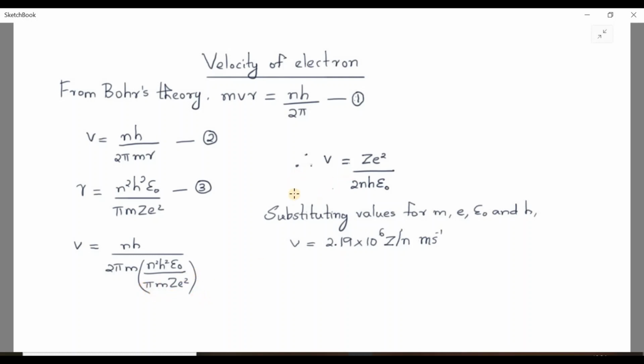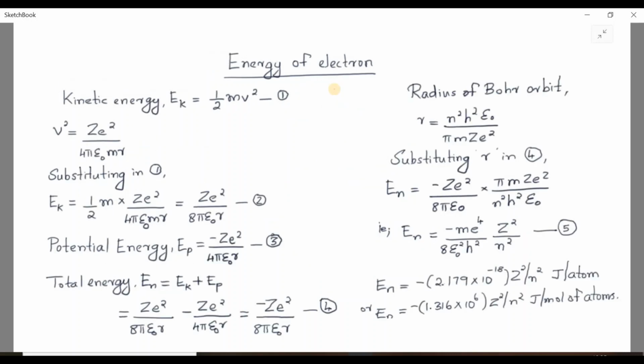So from this, we get the velocity of the electron as v is equal to Ze square by 2nh epsilon naught. Again, if we substitute the values for m, e, epsilon naught and h, we get the velocity of electron in the nth Bohr orbit as v is equal to 2.19 into 10 raised to 6 z by n meter per second. Now let's find the energy of an electron in a Bohr orbit.